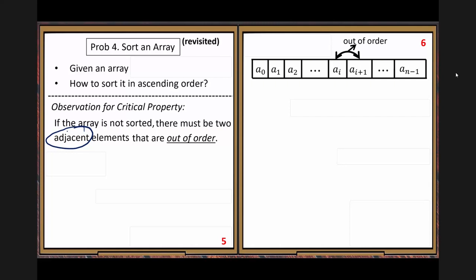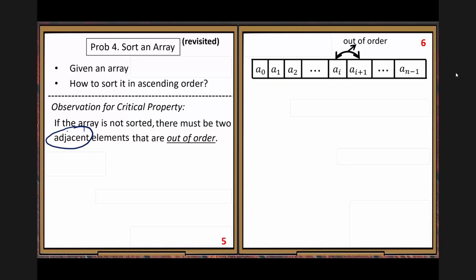You can use the contrapositive method. If you cannot find any two elements where the later one is always greater than the earlier one, then you get the whole array already sorted, right? So that's the contrapositive thinking. So you can find one pair, not necessarily adjacent.